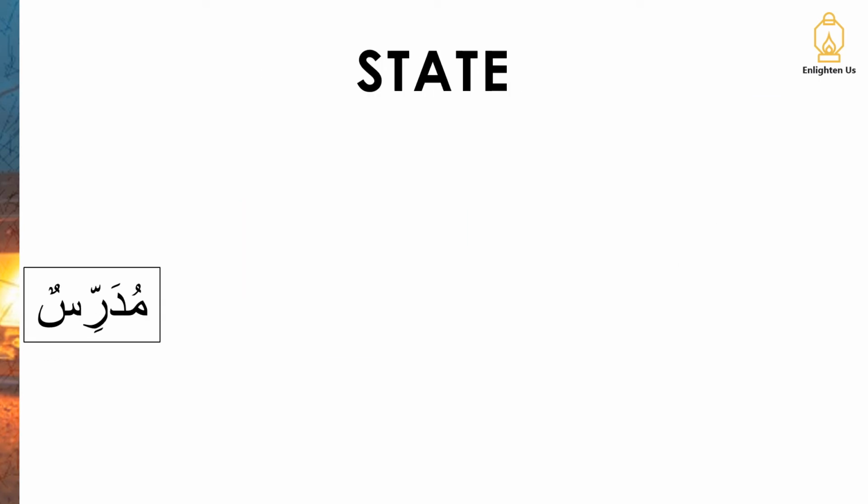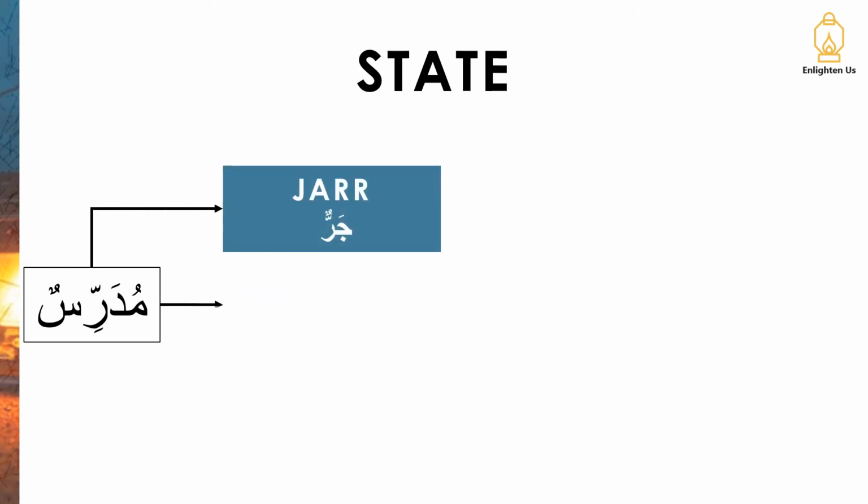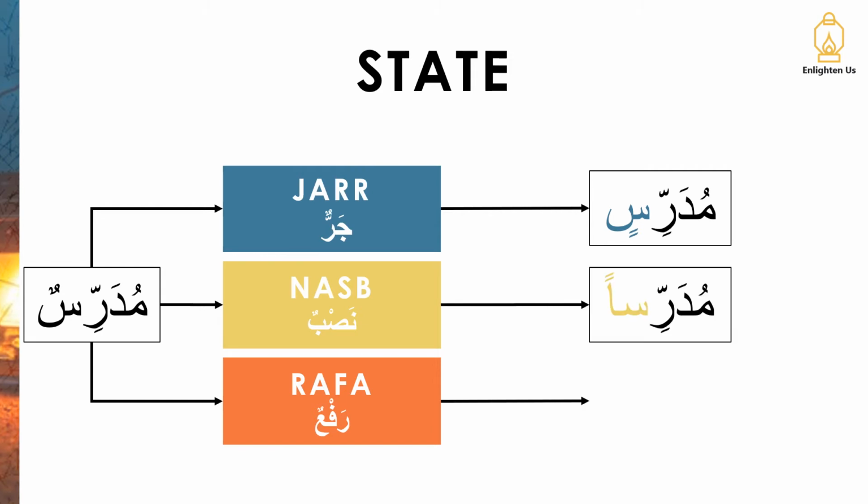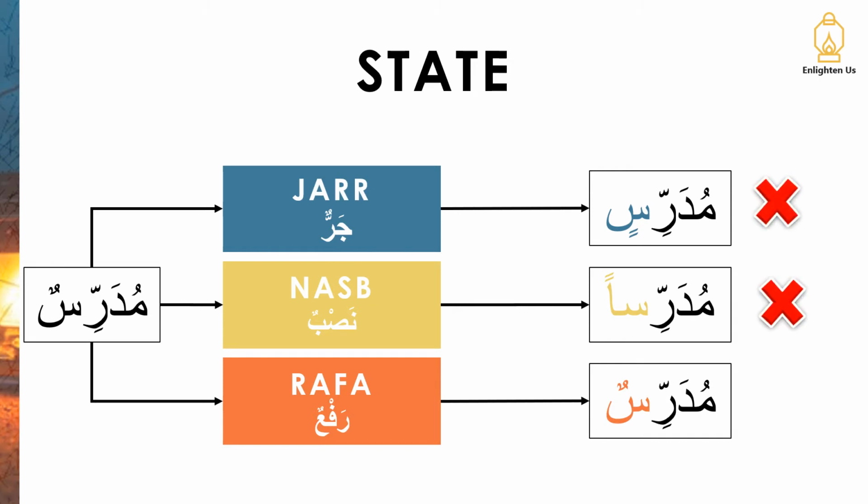That's just a point to make. And in keeping with the characteristics, let's move on to state. So we have mudarrisun, and our options are jar, nasab, and rafa'. The option for jar is mudarrisin. The option for nasab is mudarrisan, and the option for rafa' mudarrisun. Now again, clearly the first 2 are not a match, so therefore the state of mudarrisun must be rafa'.